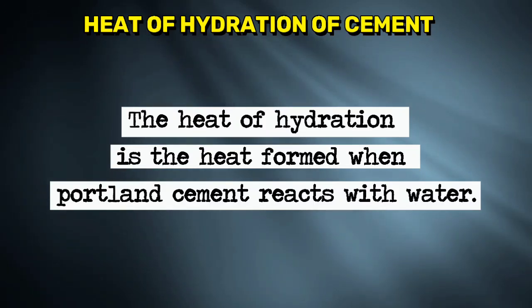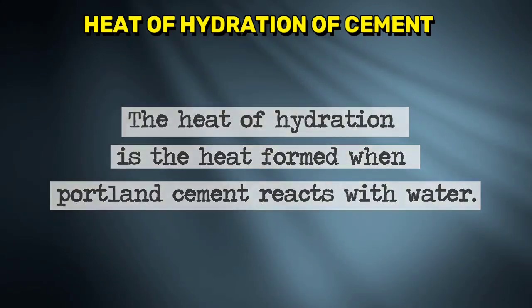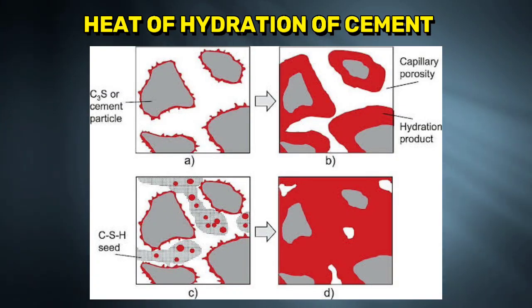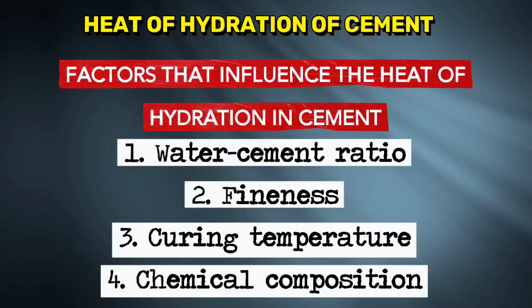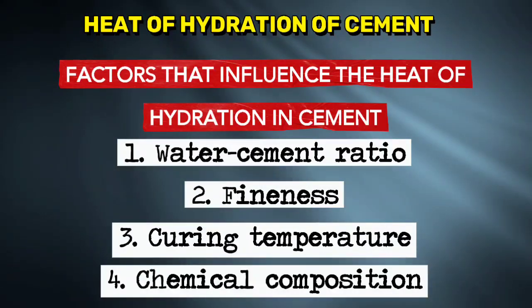So the heat of hydration is generated mostly, and it is influenced by the proportion of C3S and C3A in the cement, and it's also influenced by the water cement ratio, the fineness of the cement, and the curing temperature. As each one of these factors I've stated increases, the heat of hydration actually increases. And the heat of hydration also depends on the chemical composition of the cement.